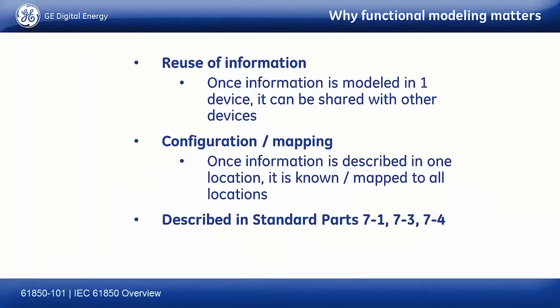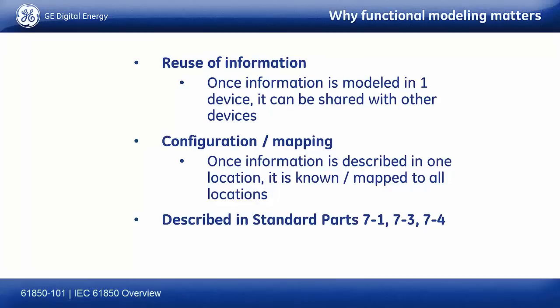And then in configuration and mapping, of course, once it's described in one location, it is known and mapped to all locations. I never have to remap. It's always A phase current. Once I self-describe this data, every device knows it's A phase current coming from feeder 12, right? It doesn't matter if the device is another relay, a bay controller, a gateway, a fault recorder, or my EMS or DMS system sitting in my central office.